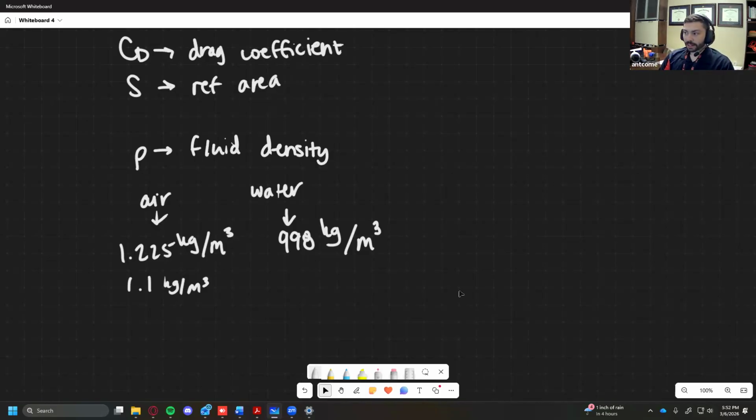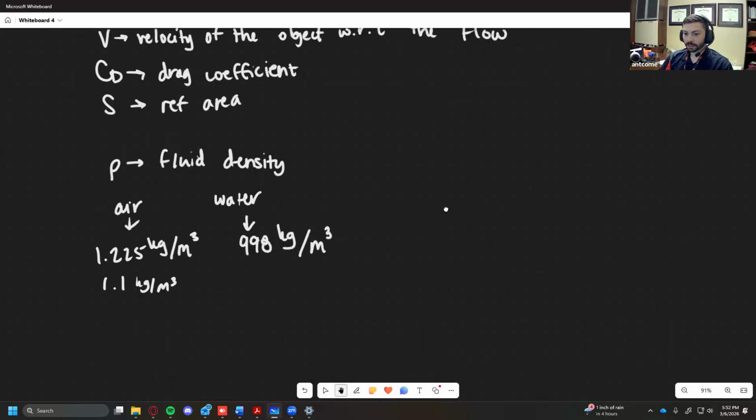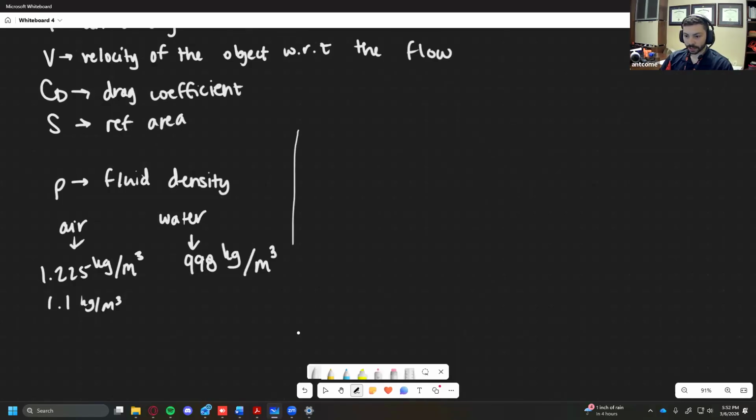For aircraft, again, we're dealing with air, right? That's a constant. Nothing you can do about it. That's the Earth, right? And all there is to it. Let's keep moving here. The next thing is going to be your velocity. Velocity is probably the most important, one of the most important factors.